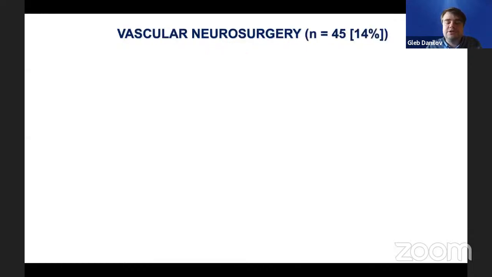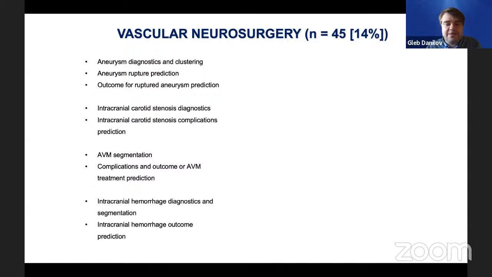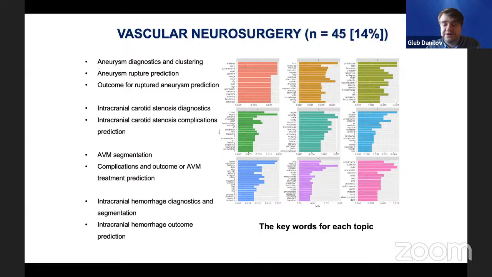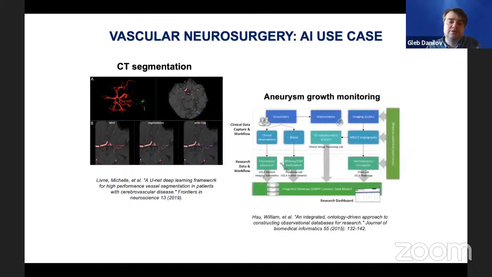The majority of artificial intelligence studies in vascular surgery can be grouped by four main subjects. So aneurysm studies, intracranial carotid stenosis, arteriovenous malformations, and intracranial hemorrhage. And there is a variety of topics in vascular neurosurgery. A typical task for machine learning or artificial intelligence in this field is vessel segmentation. However, there are examples of studies using heterogeneous data, including clinical text, unstructured images, laboratory data, etc., to be used in machine learning.